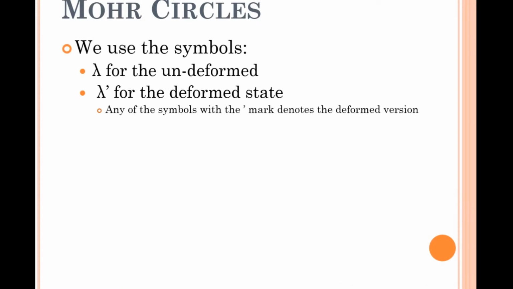Now, we also use a lot of primes. Prime indicates it's the messed up, deformed situation. So lambda is your circle. Lambda prime is an ellipse. Or, lambda is a square and lambda prime is a rectangle. It's deformed. So anytime it has a prime mark, that's the after-deformation, which is usually the present day condition.